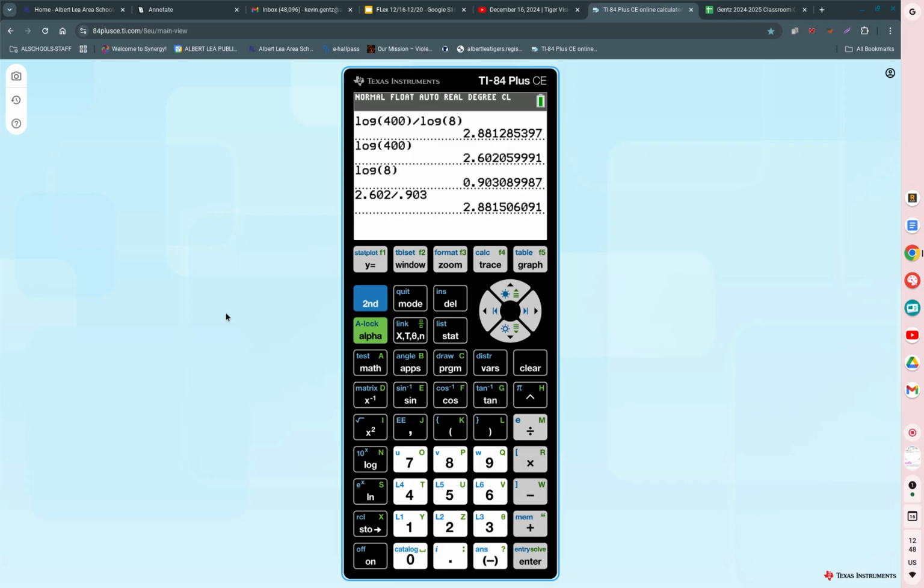Let's see what you type in again. Log 400 parentheses divided by log 8 equals. There you go. Oh, I took them. You did? You got yours? Okay. You get yours? No, you didn't. You got yours? Yeah. Okay. Yours. Got your calculator? Yeah, it's at the bottom. All yours.